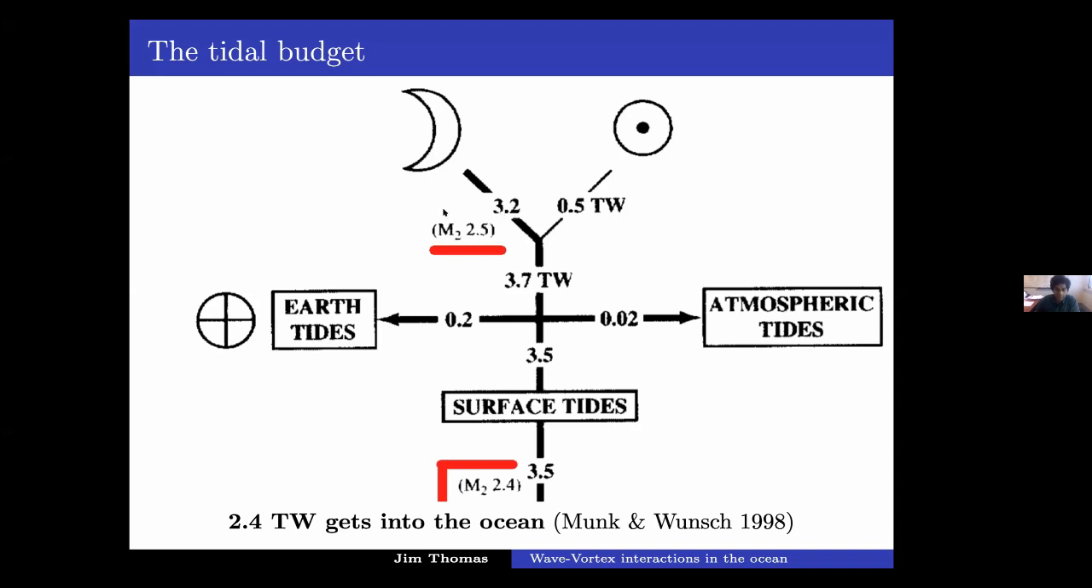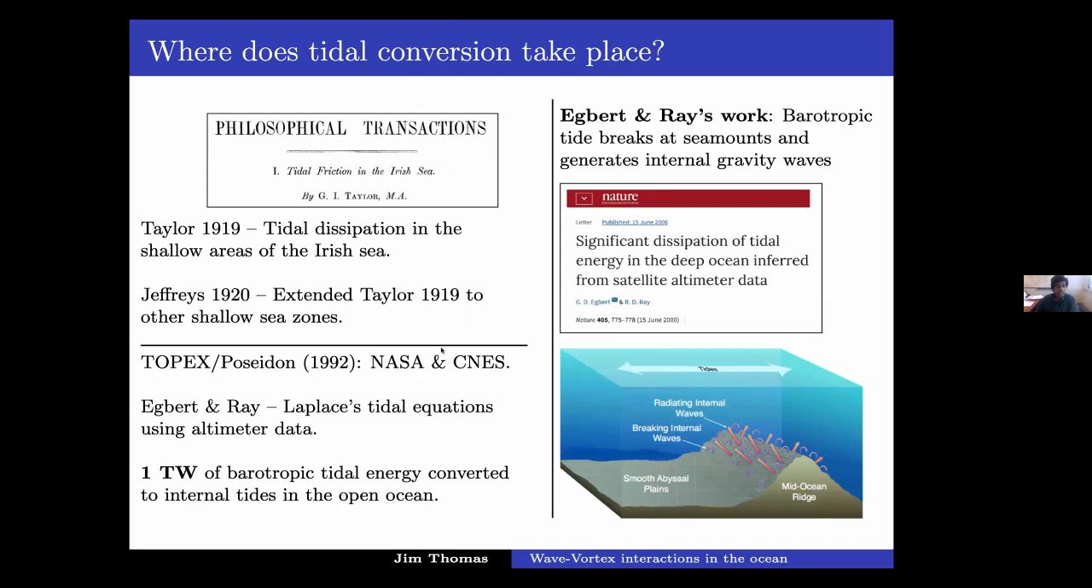contributed by the moon in total. A lot of this tidal energy gets dissipated in the atmosphere and the land. And of this 2.5 terawatt, about 2.4 terawatt gets into the ocean. An obvious question is, where is all this energy getting dissipated? If the oceans are in equilibrium, the 2.4 terawatt that's getting into the ocean must be dissipated to maintain that equilibrium. So this question has to do with the dissipation of these tides. This was first looked at by G.A. Taylor. So as many of you would know, G.A.